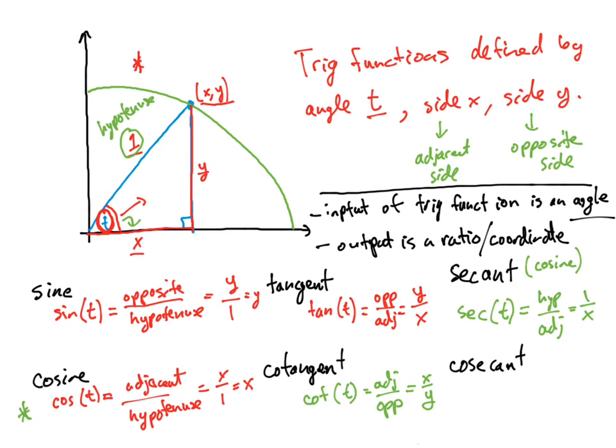All right, and then cosecant is the reciprocal of sine. We abbreviate cosecant as CSC of angle t. Sine was opposite over hypotenuse, so the reciprocal is hypotenuse over the opposite side, which is 1 over y. This will make more sense once we go through an example.